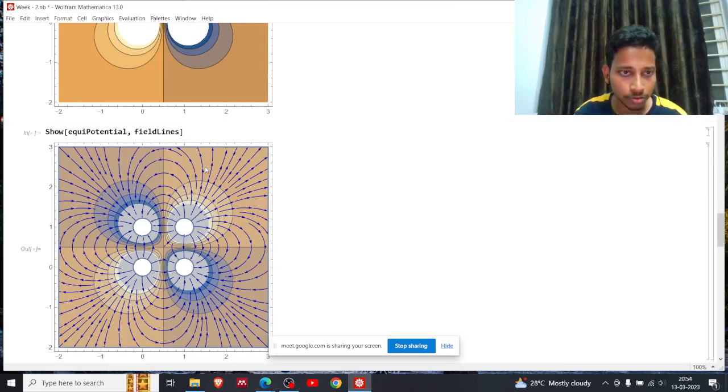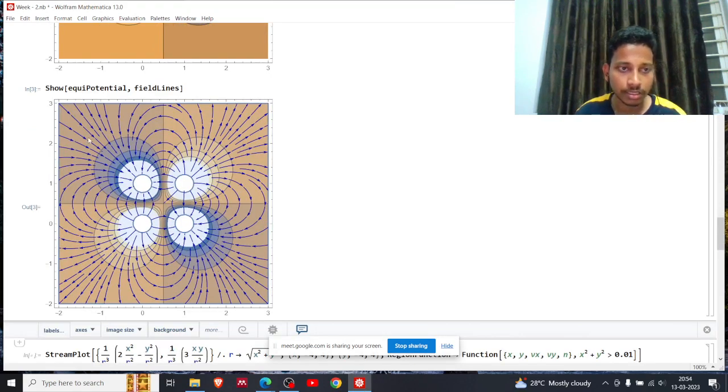So this shows the equipotential and field lines together. This is the exact plot for the quadrupole, as I have shown in the previous class about the dipole.